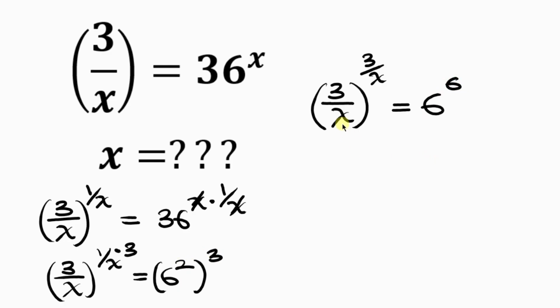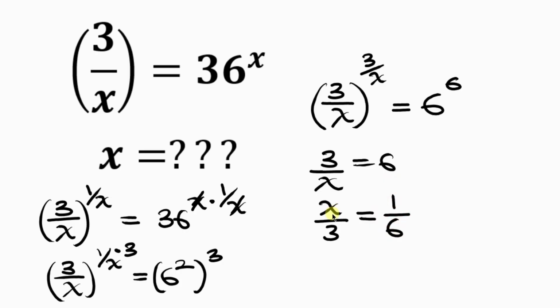You notice something? The base and the exponent on the left-hand side are the same. So as the base on the right-hand side and the exponent are also the same. So we can conclude by comparing that 3 all over x is equal to 6, right? Cool. Now let's take the inverse of both sides. The inverse of 3 over x is x all over 3, equal to the inverse of 6 is 1 all over 6. Now to get the value of x, we use 3 to multiply the right-hand side.